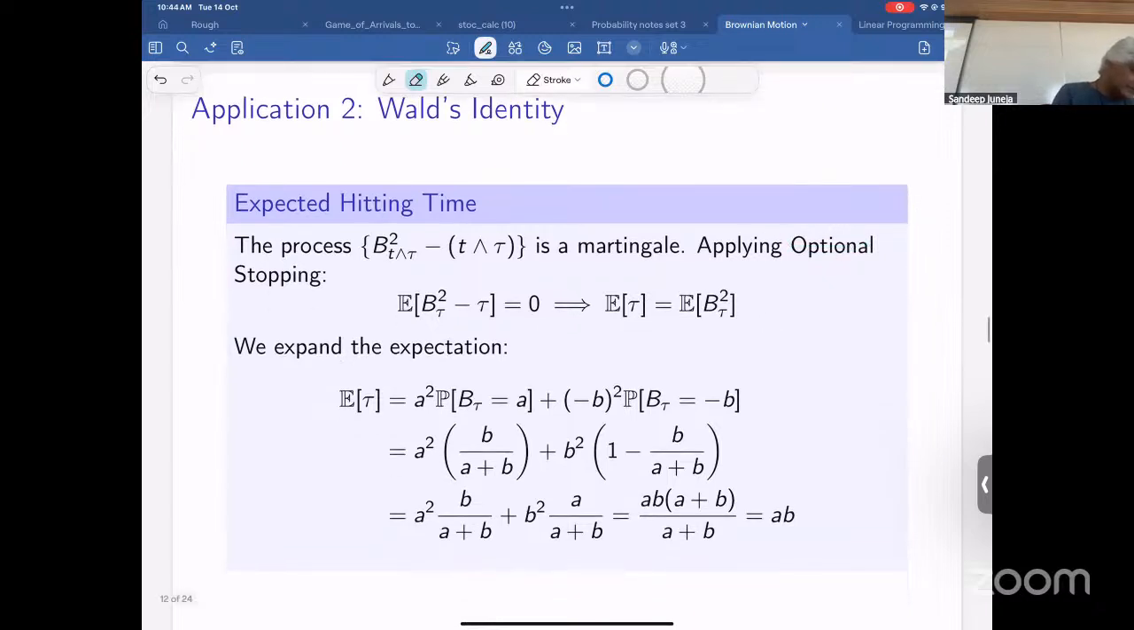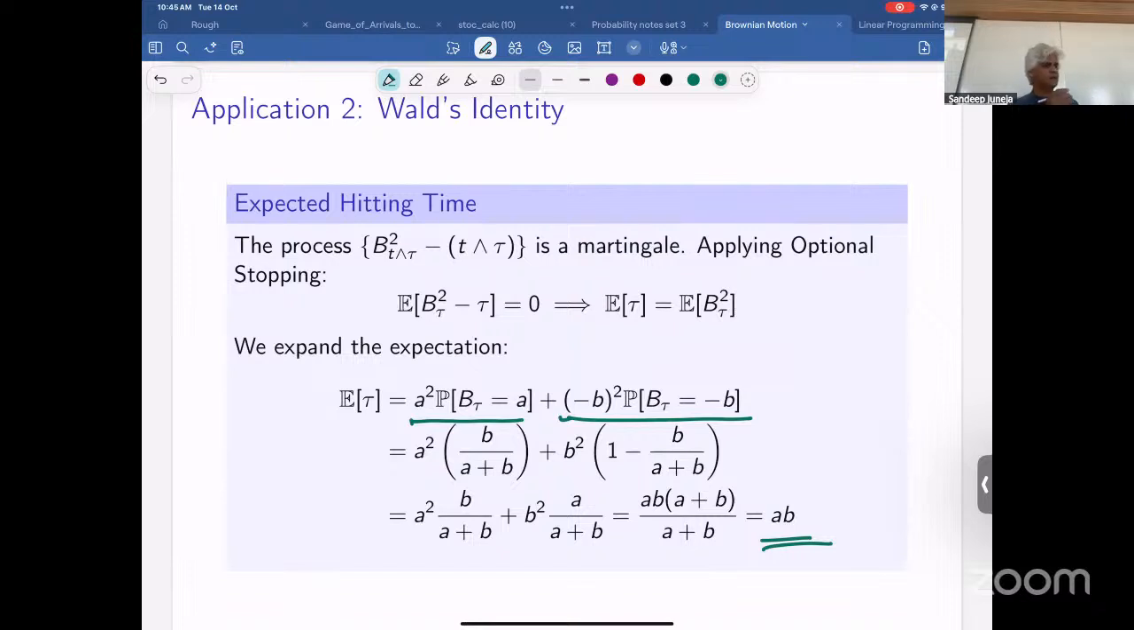All right, so we apply this here, but you see how nice this is. B_tau squared equals (A minus b) the whole square, B_tau equals minus b. Do the calculations, you conclude that the expected value of the stopping time is A times b. For the B_t, for the time to hit either level A or level minus b.